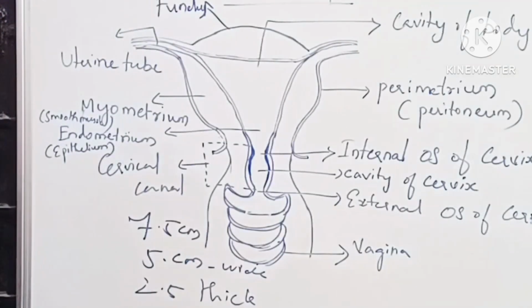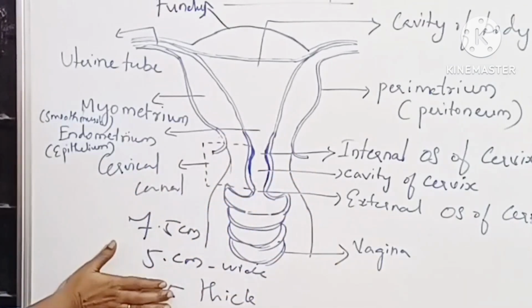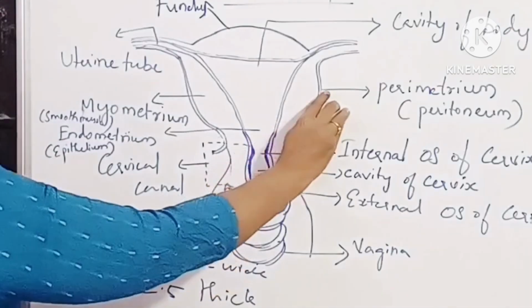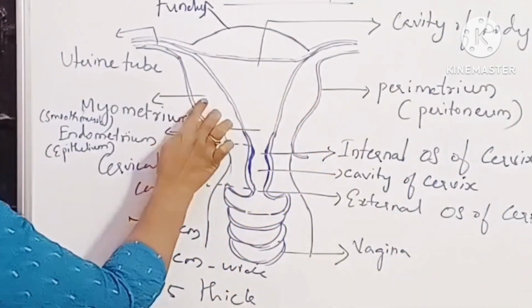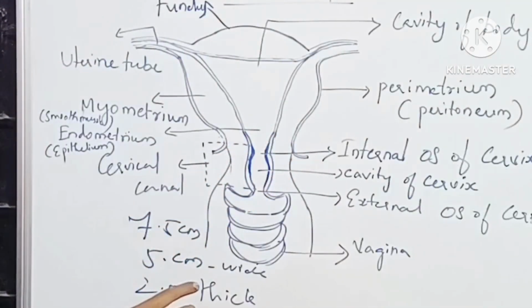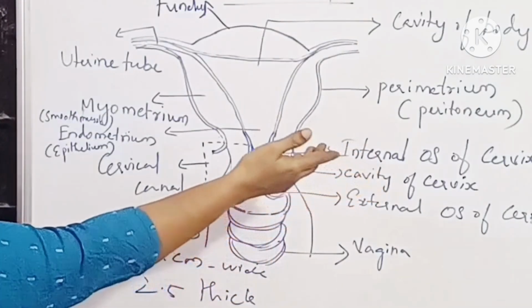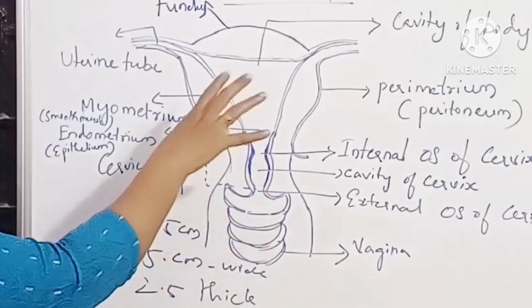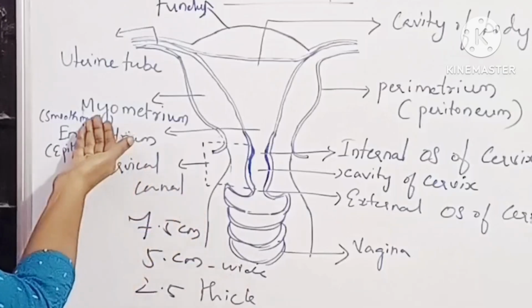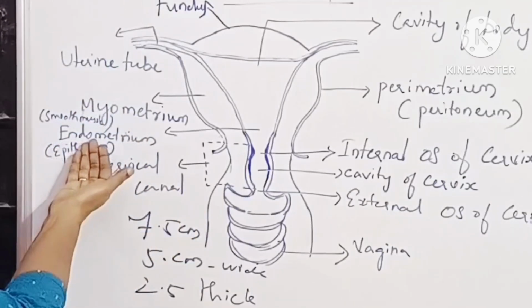Next we can see the walls of the uterus. The wall is composed of 3 layers of tissues. First, perimetrium, myometrium, endometrium. Perimetrium, its other name is peritoneum. Peritoneum is nothing but the abdominal covering, the outer covering. Peri means outer. Myo is middle. Endo means inside.